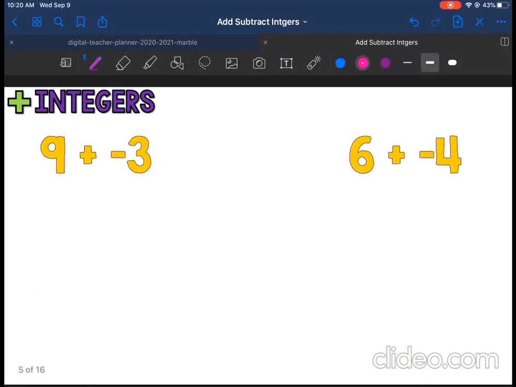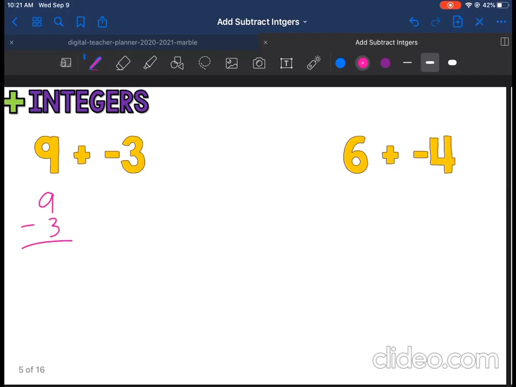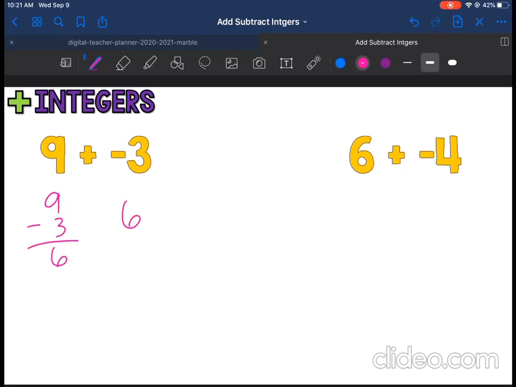So let's look at 9 plus negative 3. First thing I want to ask myself, same signs or different signs? Different signs. Since it's different, do I add or subtract? Subtract. So I'm going to do 9 minus 3, which is 6. Good. And next, I want to ask myself, what number is larger, 9 or 3? 9. So is 9 positive or negative? Good. So then that means my answer is 6 or positive 6.